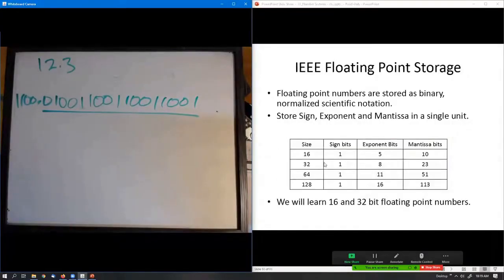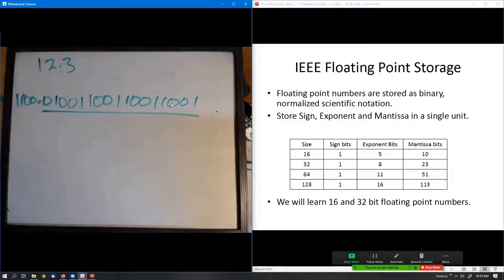All right, so what is floating point? Floating point is just a way to store numbers like 12.3 in the computer. In the computer, we only have 1s and 0s. So what we're going to do, we're just going to break it into pieces. Those pieces are going to be whatever we need for the floating point. So what do we need to store a floating point number?